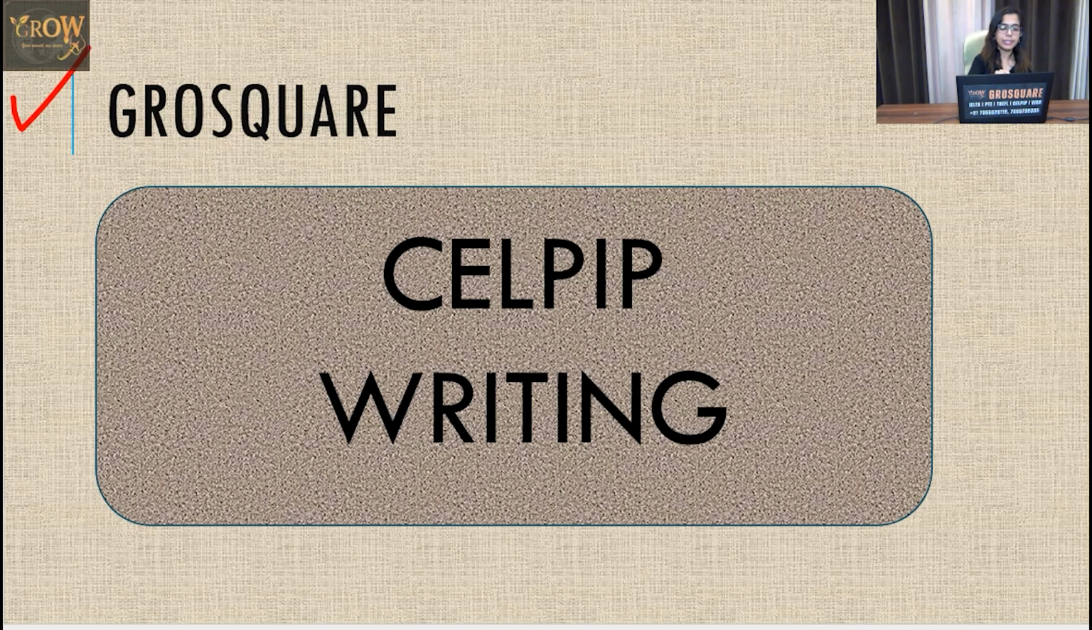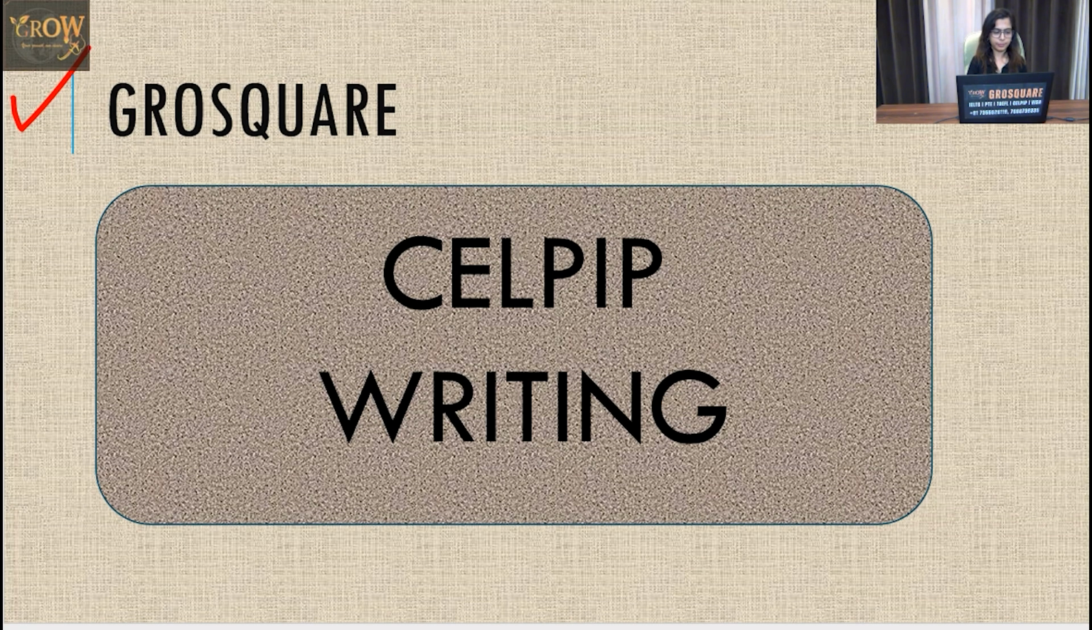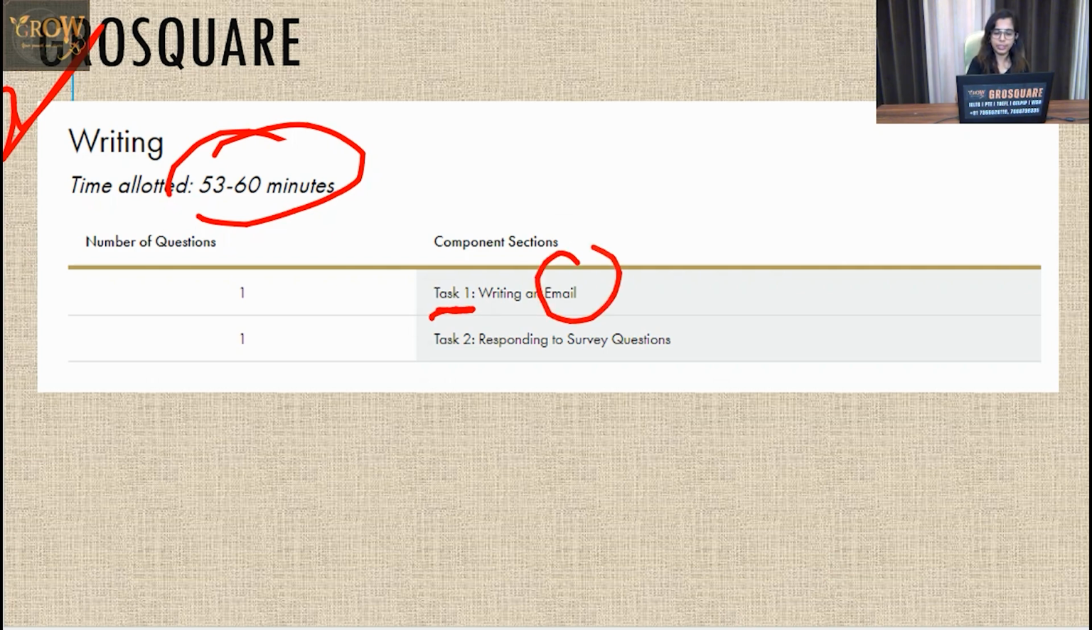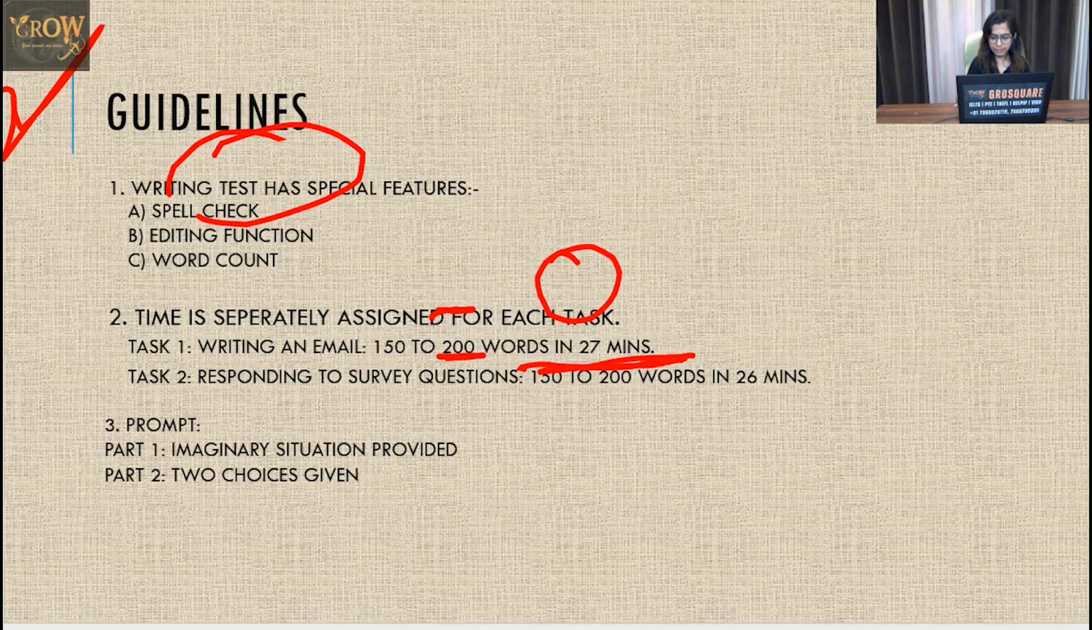So CELPIP writing is our next module, and let's see what is included in this part. So see, the time allotted for the writing section is 53 to 60 minutes, and the number of questions would be 2 only. Very simple, right? What are the components? In task 1 we need to write an email, and in task 2 we need to respond to survey questions, right? So let's understand the next part.